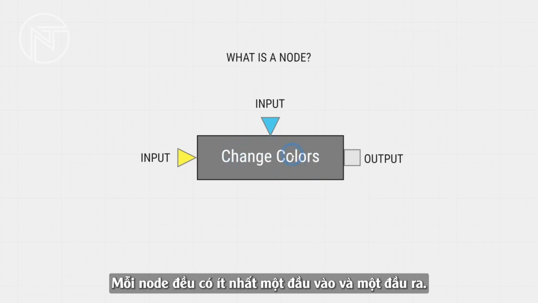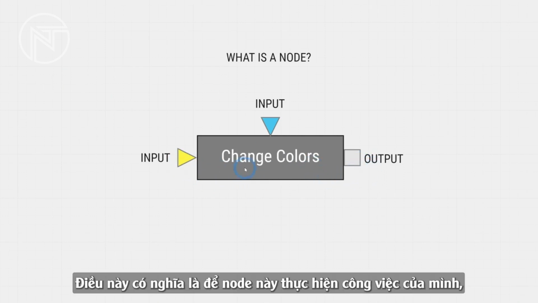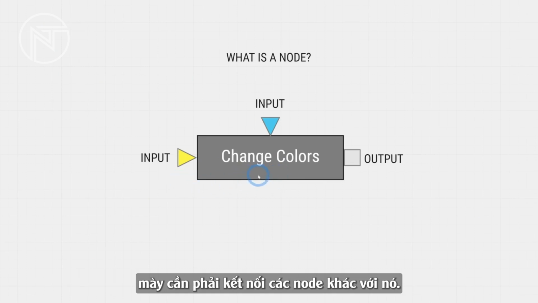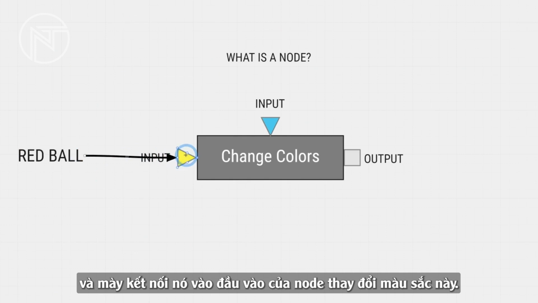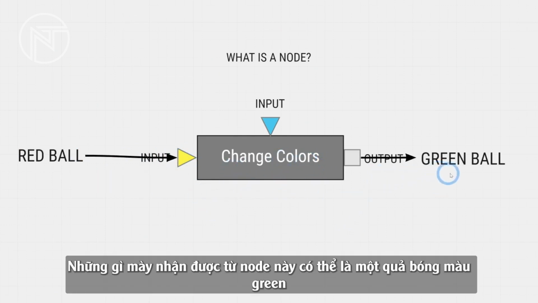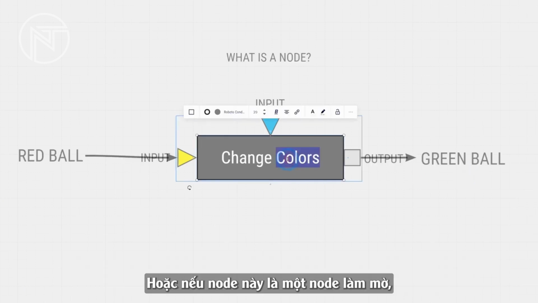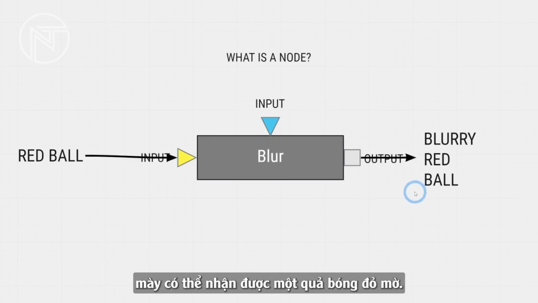Now each node has at least one input and one output. What that means is that for this node to do its job, you have to connect other nodes to it. Let's say you have an image of a red ball and you connect that to the input of this change color node. What you get out of this node might be a green ball. Or if this node is a blur node, you might get a blurry red ball.